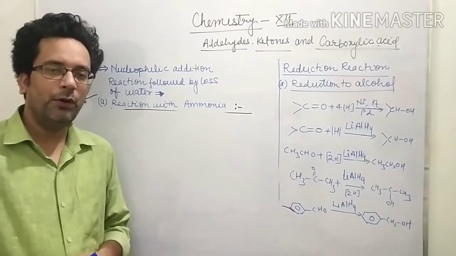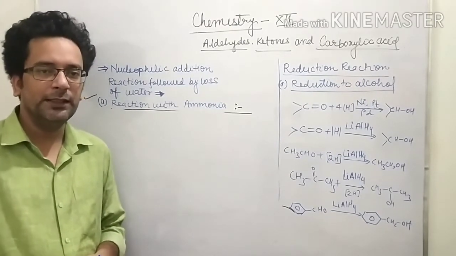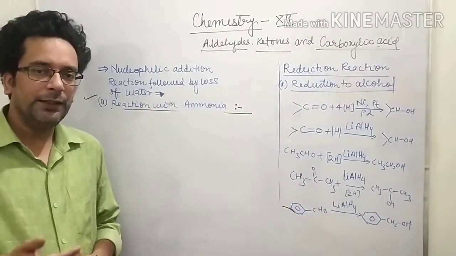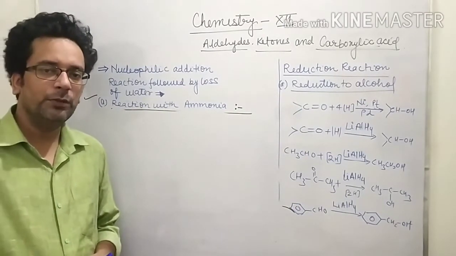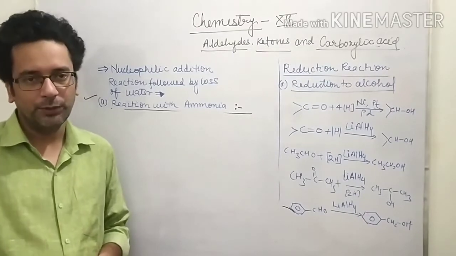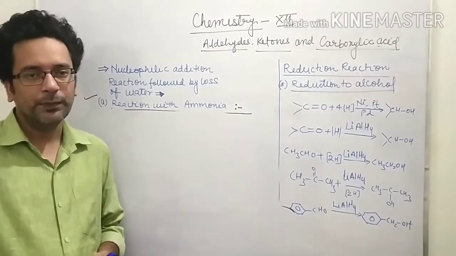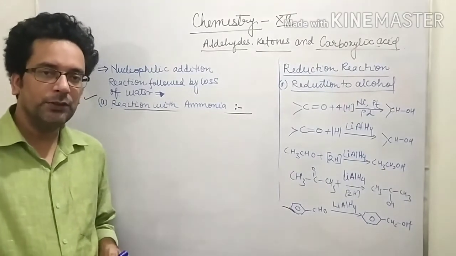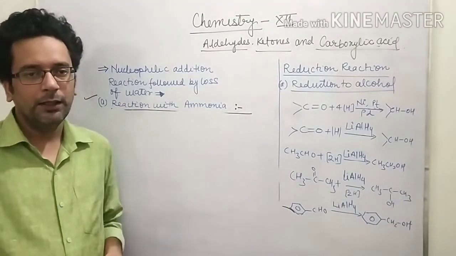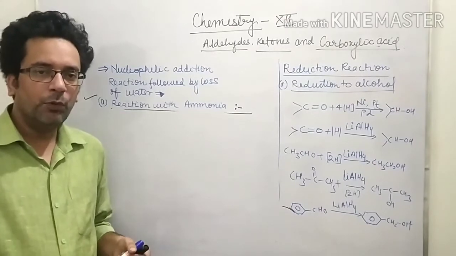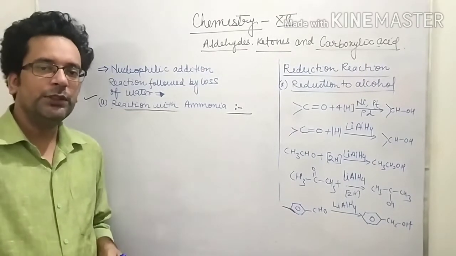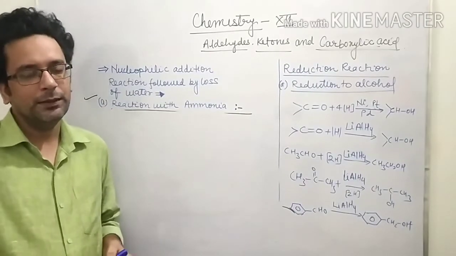aldehyde, first an addition product is formed, that is aldehyde ammonia, which on further warming or heating gives a product by losing a water molecule. But in case of ketone, it first reacts with ammonia to form ketone ammonia along with water. Now ketone ammonia is a complex compound.